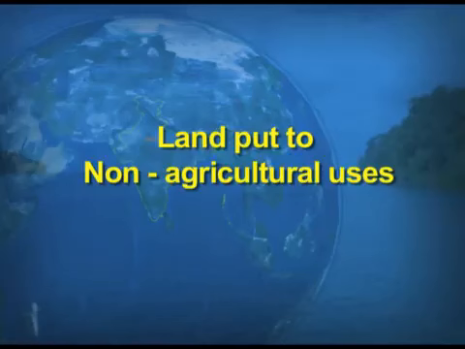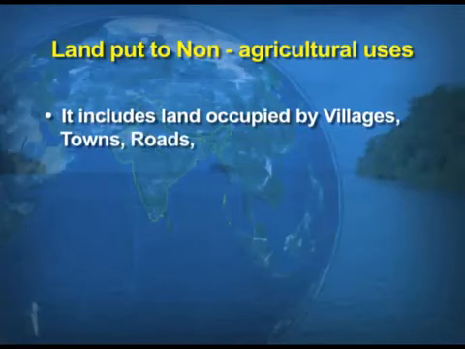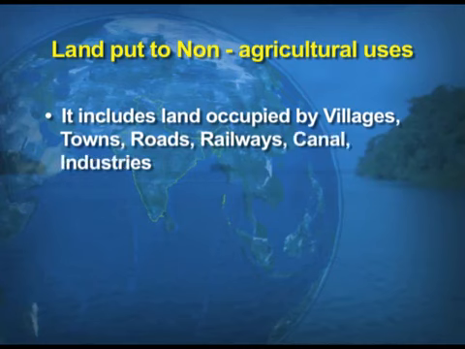Now the next land use category is land put to non-agricultural uses. So what are the non-agricultural uses, children? Besides the agricultural land where we are growing the crops, all other uses are non-agricultural uses. For example, the villages, the towns, roads, railways or industries are all under the non-agricultural uses.